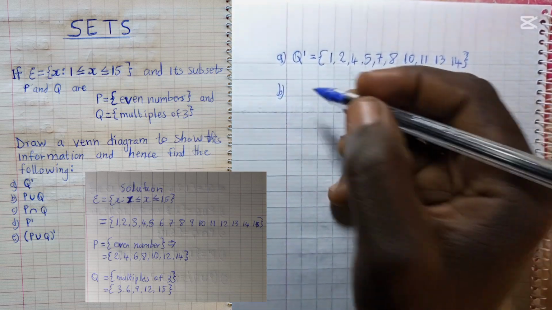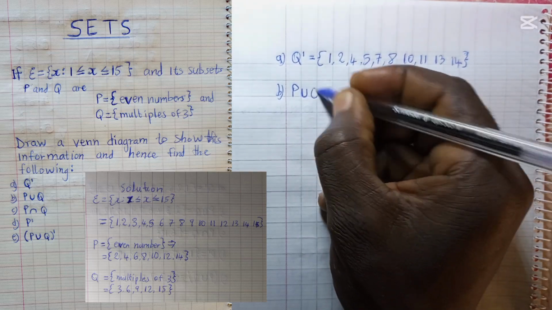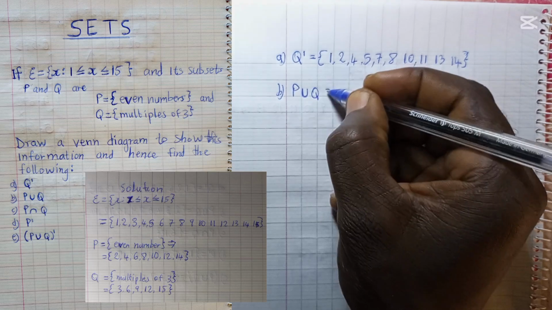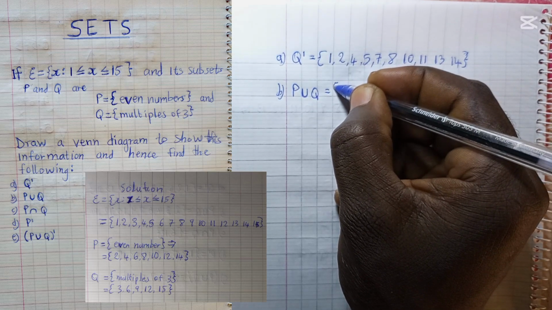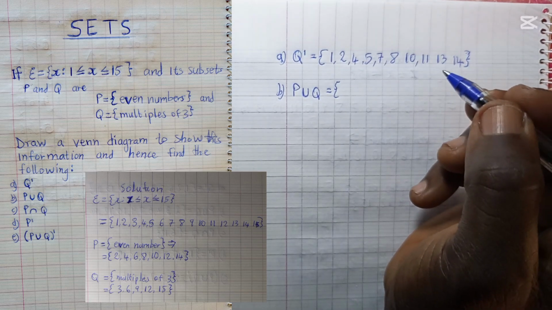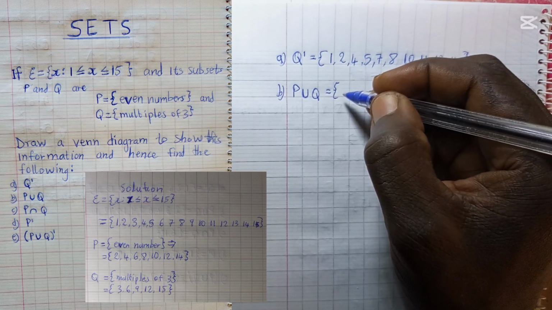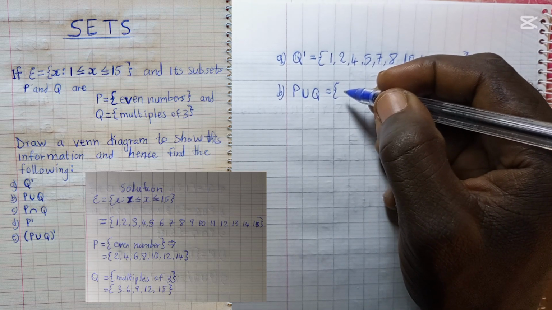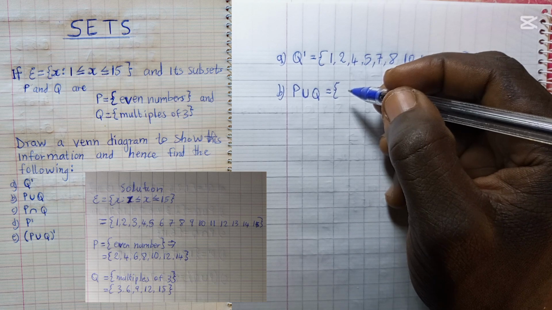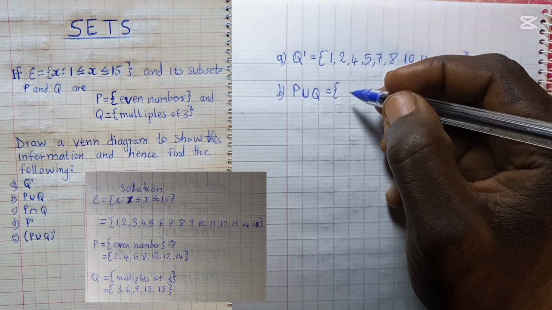Then B asks us to find P union Q. P union Q, which is equivalent to, now the elements of set P. Now what does P union Q mean? It simply means that we are to arrange the numbers from the lowest to the highest using the combination of the two sets.